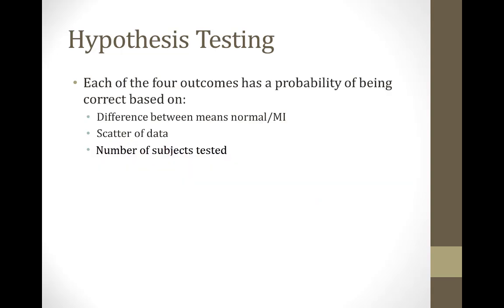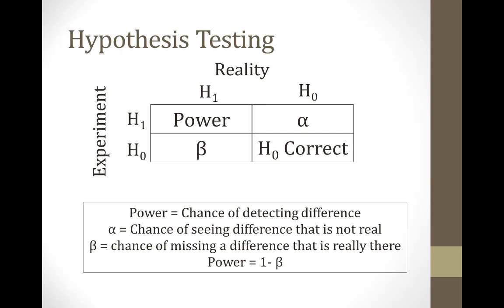Each of these four outcomes has a probability of being correct based on the three things I talked about before: the difference between the means in the two groups, the scatter of the data, and the number of subjects tested. Once again, you don't have to know the math of how to calculate the probability, but you should know that it's based upon these three items right here. So the four possible outcomes of our study are generally written in a 2x2 table like this. So reality is put along the top. This is the truth. This is whether there is a real difference between the means.